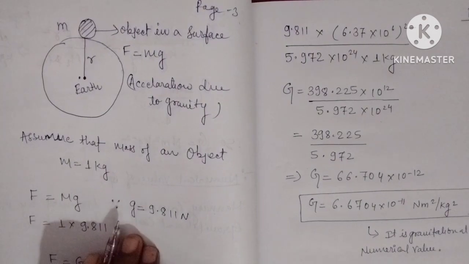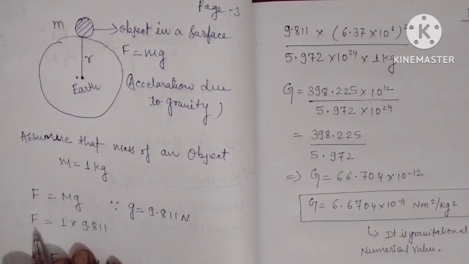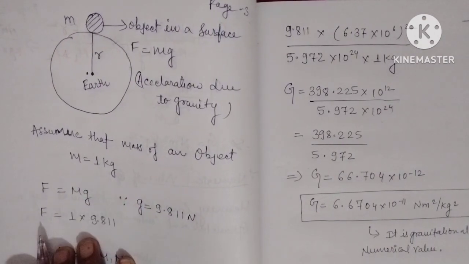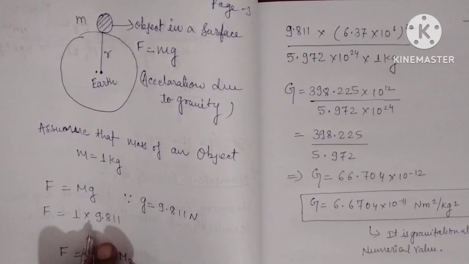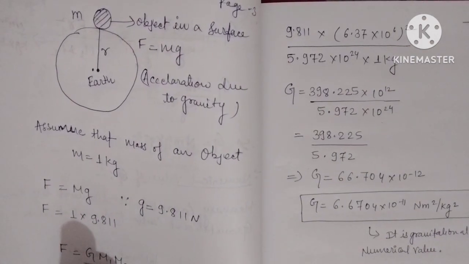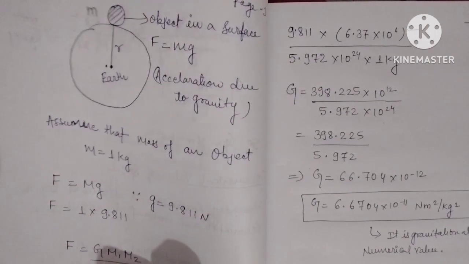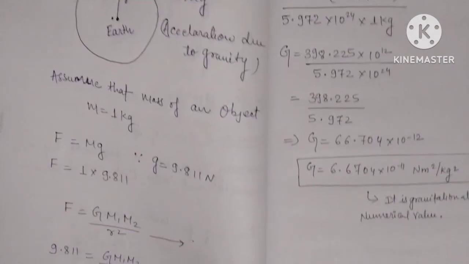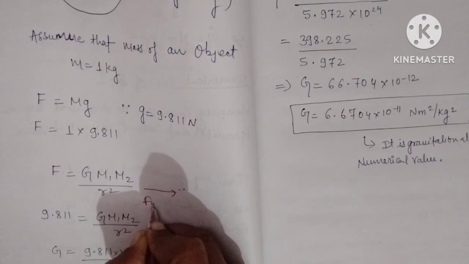So g is equal to 9.811 Newton. Assuming the mass is equal to 1 kg, F is equal to 1 into 9.811. F is equal to G m1 m2 by r square, the force of gravitation. This is the force, the force of gravitation.